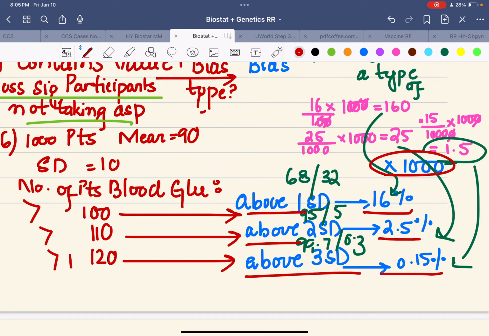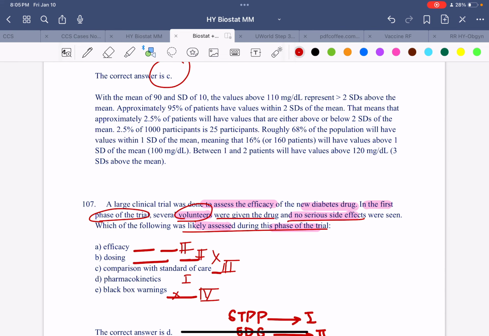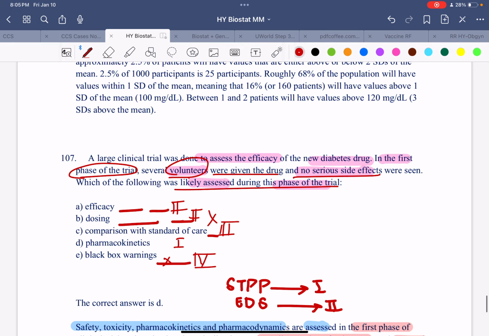And remember, 1 standard deviation is 68%, with 32% left, divided into 16% on each side. 2 standard deviations is 95% with 5% left, 2.5% on each side. The third standard deviation is 99.7%, which has 0.3% total with 0.15% on each side. And so you can calculate the number of people who are above or below 1, 2, or 3 standard deviations, right?